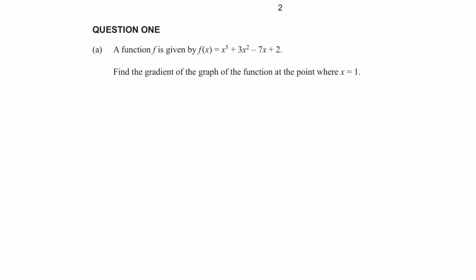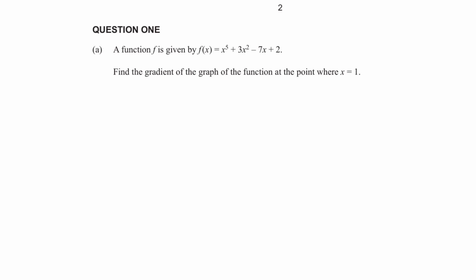For question number 1, we have a function f given by f of x is equal to x to the power 5 plus 3x squared minus 7x plus 2. What we've been asked to do is to find the gradient of the graph of the function at a point where x is equal to 1.